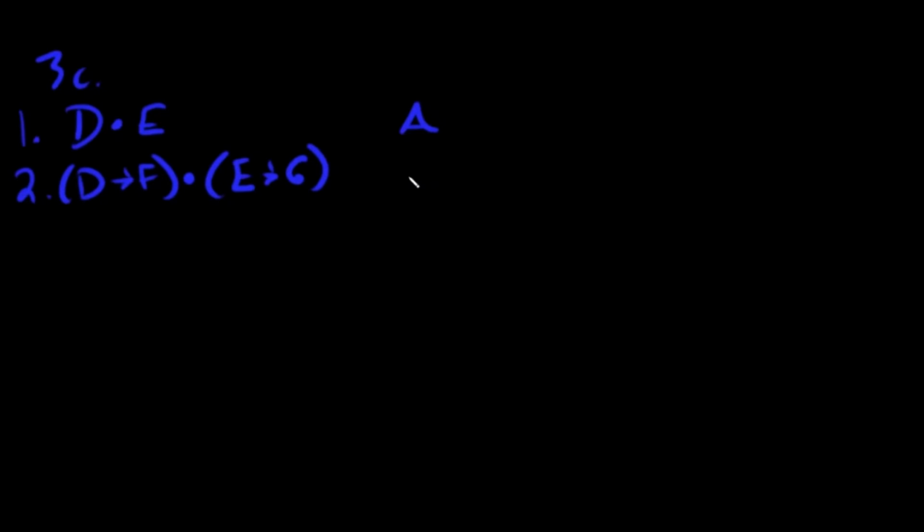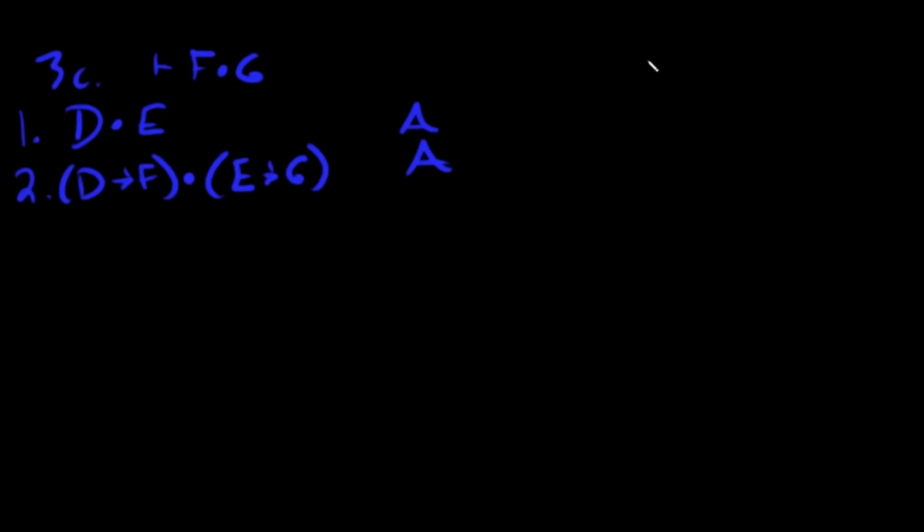Now let's take a look at 3C. I'm going to give 3C to you as I would give it to you on a quiz. This one's a little bit more complex. So here's what we got. Line 1: D dot E. Assumption. Line 2: D arrow F, dot E arrow G. This is also an assumption. And then I'm going to say we're solving for this. This is the mission. You get this thing, you're done. F dot G. Get that, we're done.